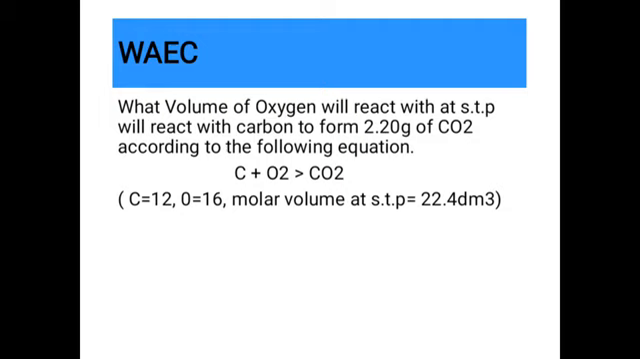Now let's look at a question relating to mass and volume again. You are given an equation of carbon reacting with oxygen to form CO2, and then you are given the mass of CO2. You have to look for the volume of oxygen. That means you are given the mass of the product, and you are looking for the volume of the reactant.